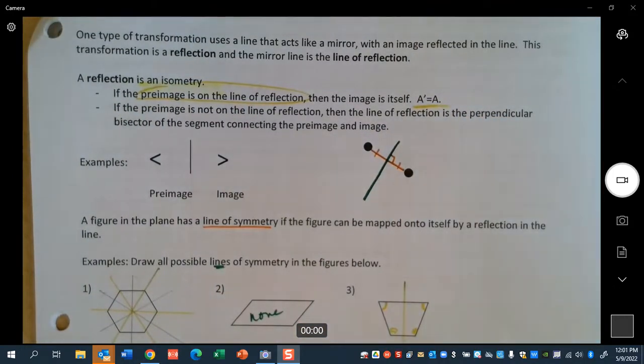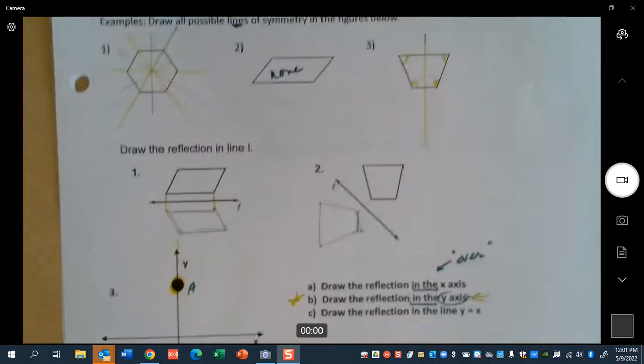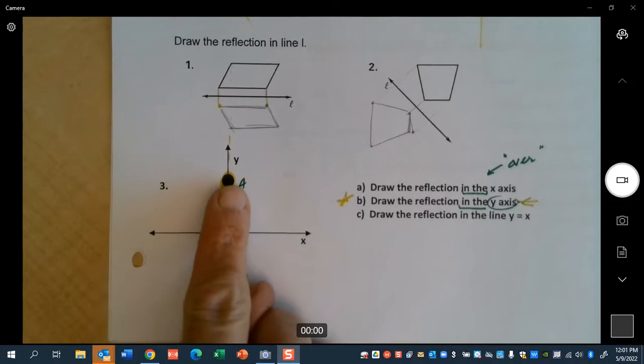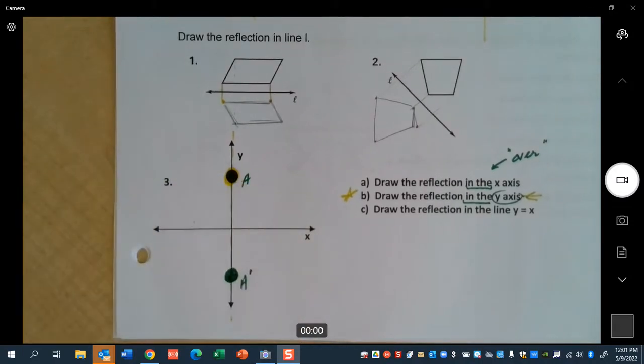So we kind of scooted past that, and whether or not you're like, I don't get that, can you go over it? Here's an example. If I'm reflecting this over the y-axis, it's sitting on the line of reflection, so it's itself.